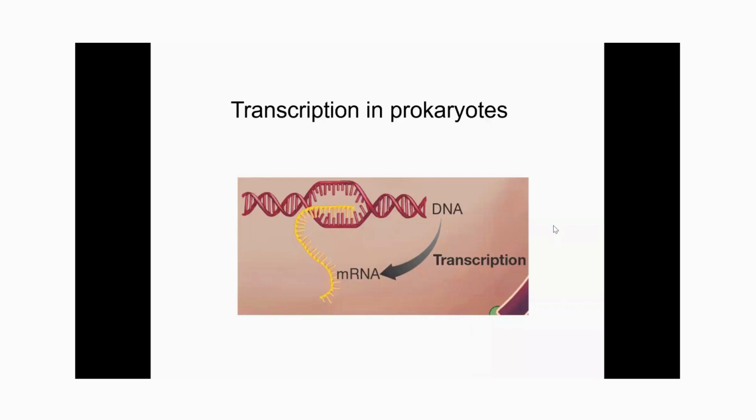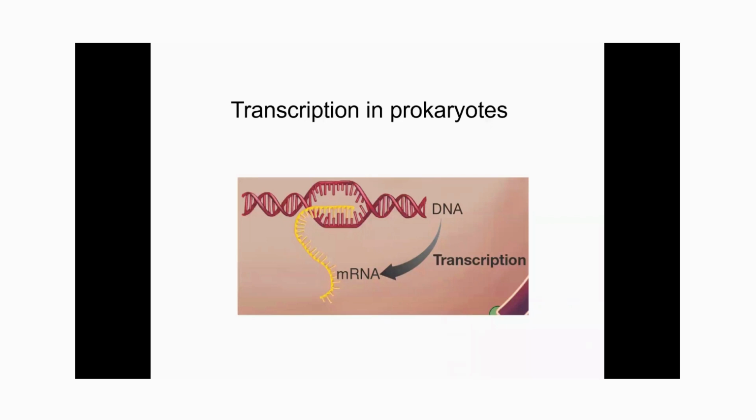The central dogma of molecular biology. What is the first step in the central dogma of molecular biology? From the double-stranded DNA molecule, there is a synthesis of the single-stranded mRNA molecule with the help of the RNA polymerase enzyme. And this process is known as transcription.